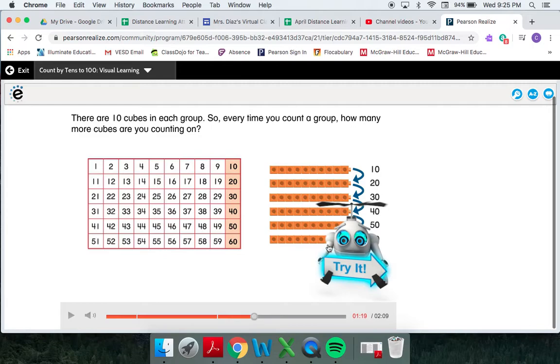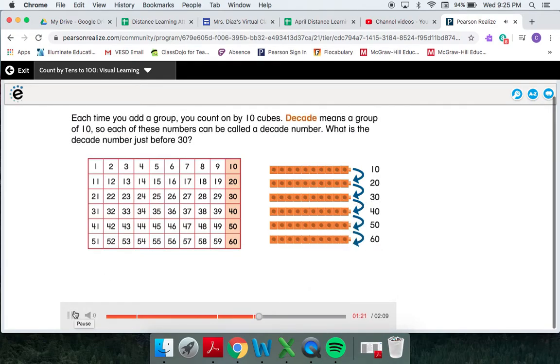Okay, and then if you do this online with your kiddo, you can do the try it. It's going to have them just match the numbers to the cubes. Each time you add a group, you count on by 10 cubes. Decade means a group of 10, so each of these numbers can be called a decade number.